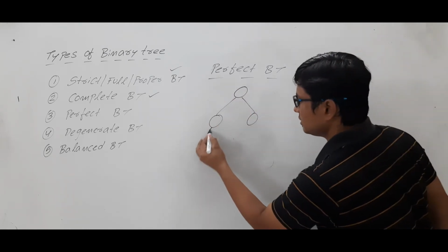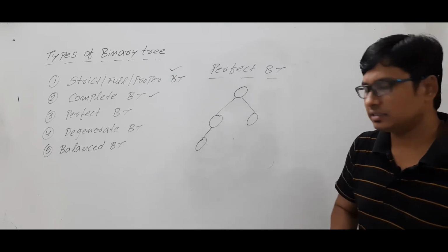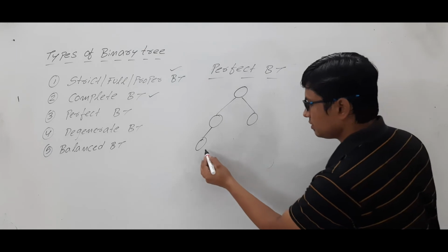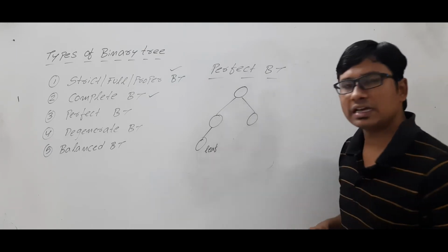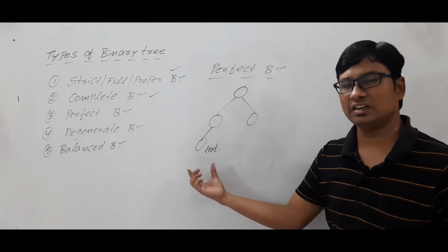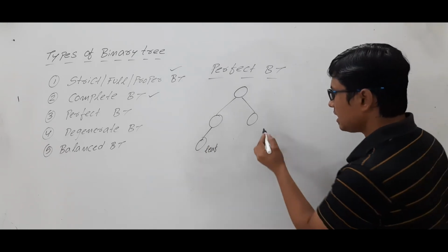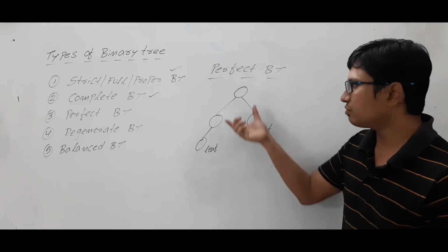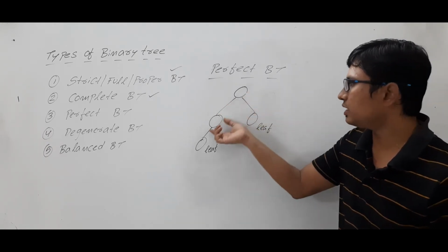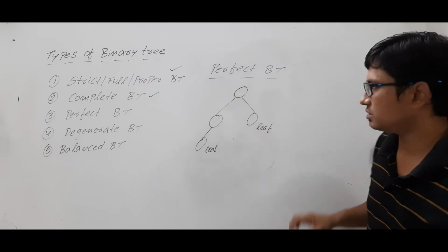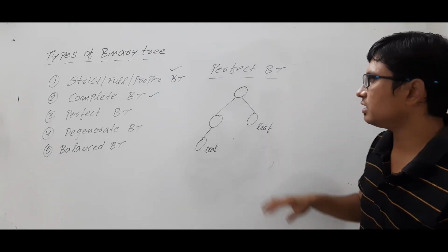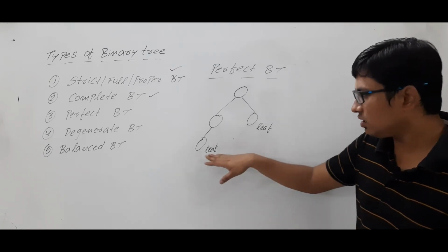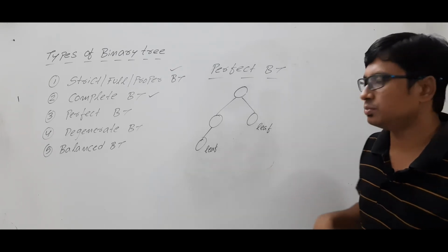Suppose we take this binary tree. I am just discussing the leaf nodes and internal nodes. This is a leaf node. We call a node a leaf node if it does not have any children. And this is a leaf node. The nodes other than the leaf nodes are called internal nodes. This one and this one we call internal nodes. Now coming to the perfect binary tree, all the internal nodes will have two children and all the leaves should be at the same level.